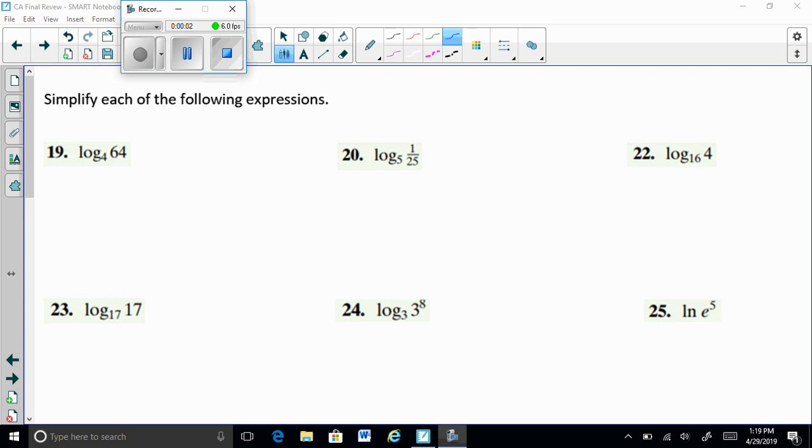All right, so simplify each of the following expressions. So we're looking at these logs. So once again, what you want to remember here, if I had something like log base b of x equals y, what you're basically doing is, it's b to what power will give me that value that's being evaluated of the logarithm right there.